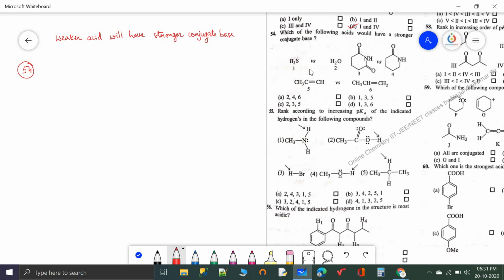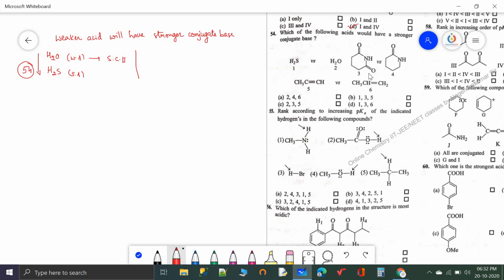So let us take between H2S and H2O first. We know that on moving down the group in the 16th group of hydrides, the acidic nature increases. So this is the strong acid, this is the weak acid. So its conjugate base is the strong conjugate base.